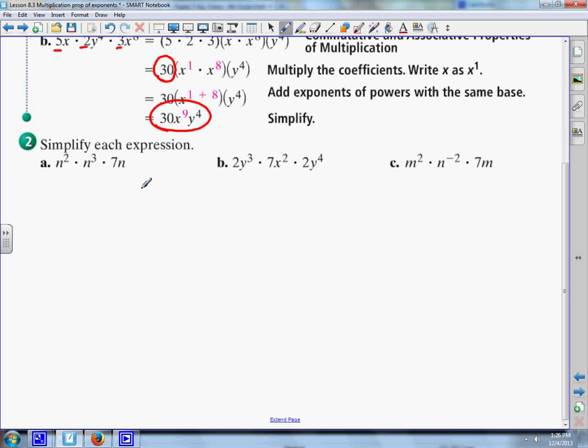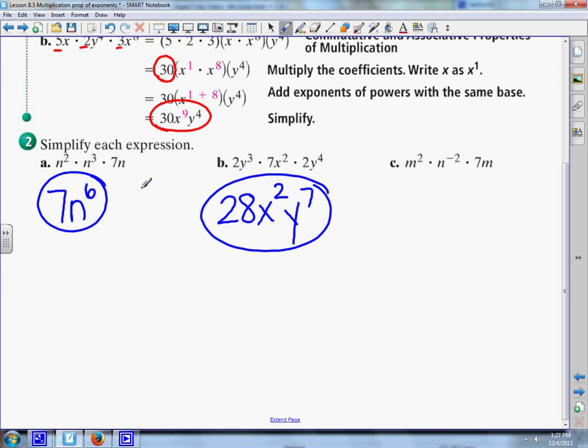So here I'm going to have 7. I have 1n plus 2n is 3n's plus 3n is 6n's. So 7 times n to the 6th. Here I have 2 times 2 is 4 times 7 is 28. And then my y's I can combine. There's no other x, so I just write that, x squared. And then y to the 7th.